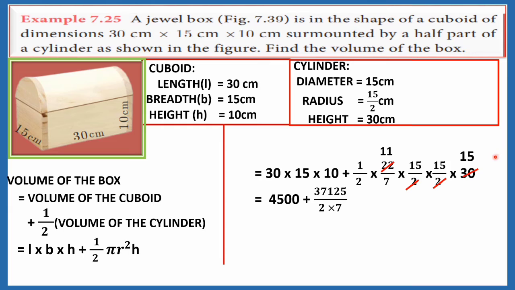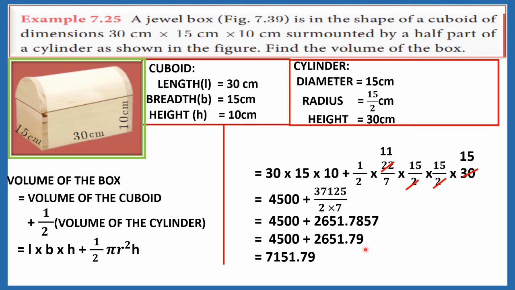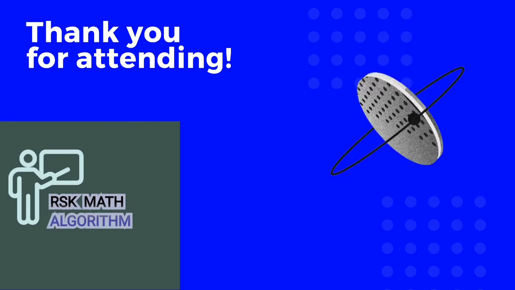Multiply the numerators. 37,125 by 2 into 7. So after dividing we get 2651.7857. Rounded off to 2 decimal places, we get 2651.79. Then add the numbers, 7151.79. So volume of the box equal to 7151.79 cubic centimeter. Volumes are measured in cubic units. Both are important 5 mark sums.